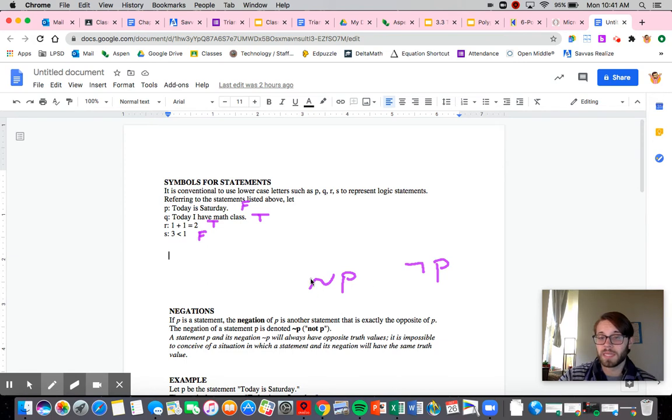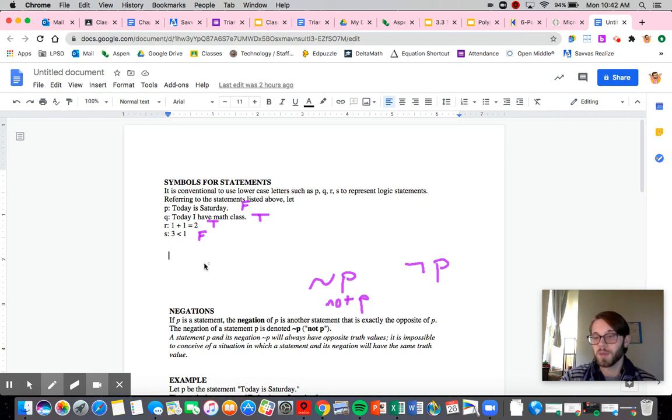I'm going to be using this one because I can type it a lot more easily than I can this one, but you will see this one on occasion. So don't worry if you see either. They mean the same thing. All right, and it's read as not P. So if P is today is Saturday, not P is today is not Saturday. Or if Q is I have math class, not Q is today I do not have math class. Not R is 1 plus 1 is not 2. Not S is 3 is not less than 1.